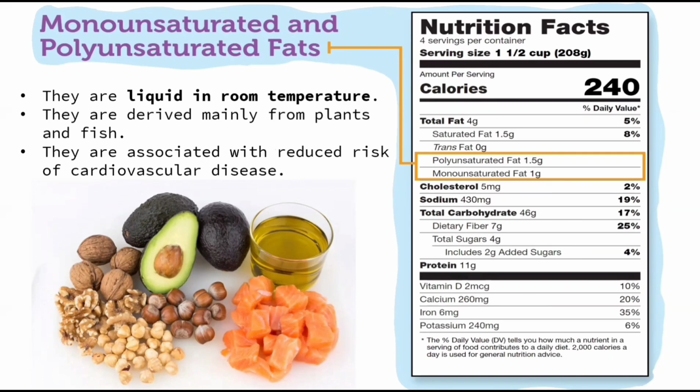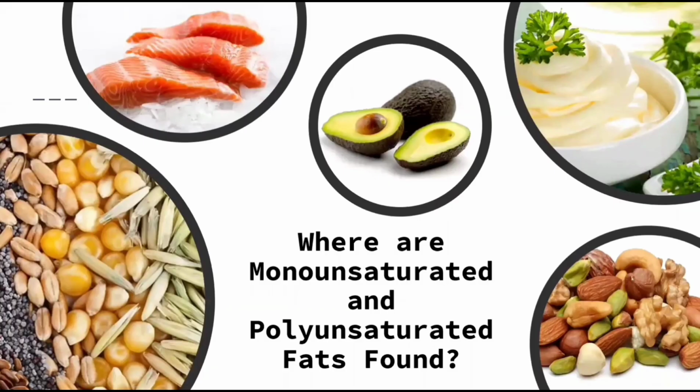Let's see where these types of fats are found. We will usually see them in a variety of food products: avocados, mayonnaise and oil-based dressings, nuts, olives, seeds, soft margarines in a form of liquid or spray, and vegetable oils like canola, olive oil, peanut, and safflower oils.